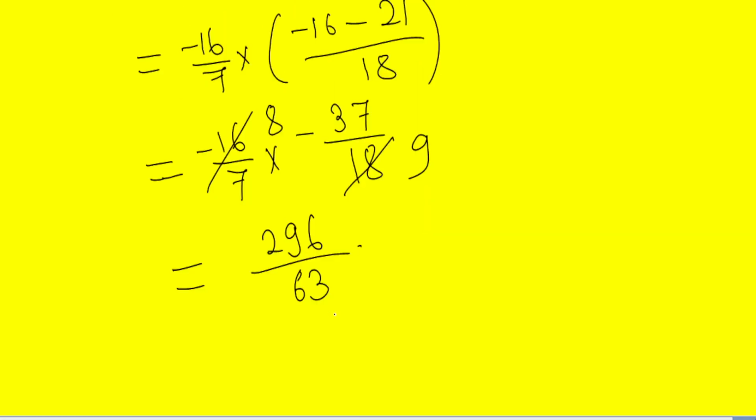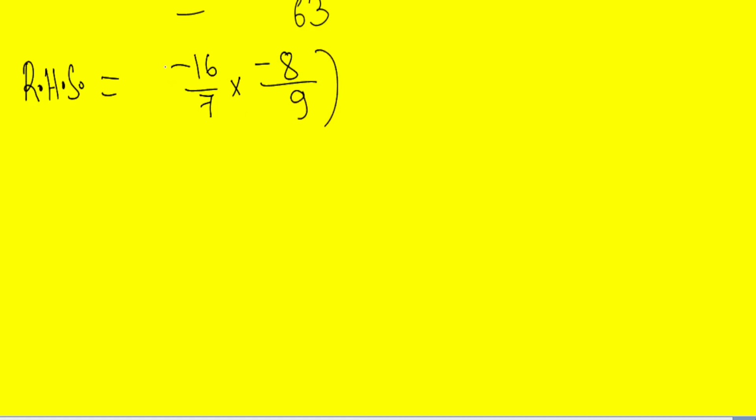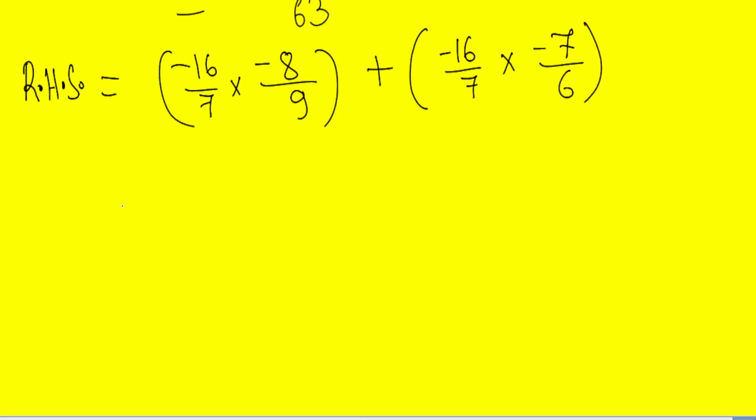This is not the answer. Now we will find out the value of right hand side. So let's find out the value of right hand side. What expression was given in the right hand side? Minus 16 upon 7 multiplied with minus 8 upon 9 whole under bracket plus minus 16 upon 7 multiply minus 7 upon 6.